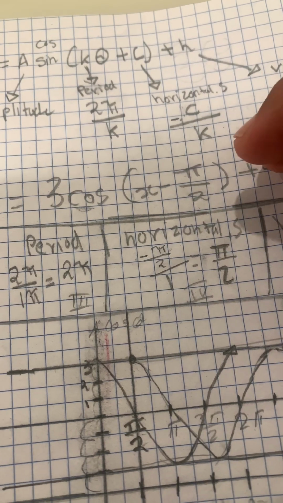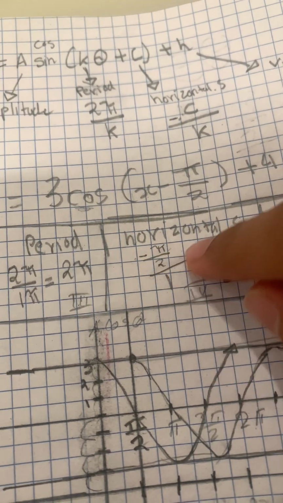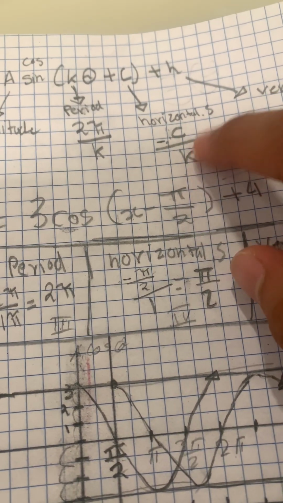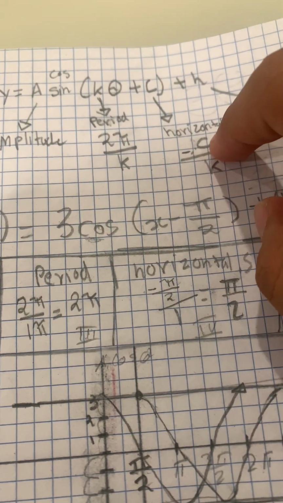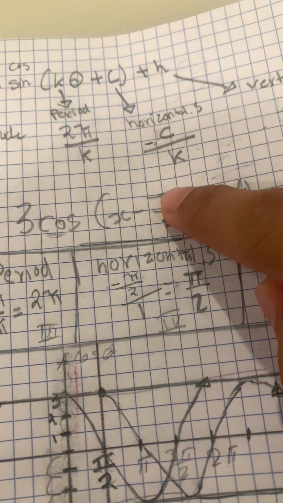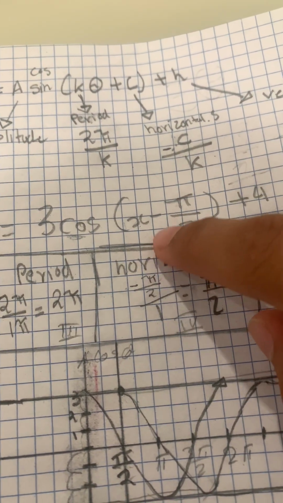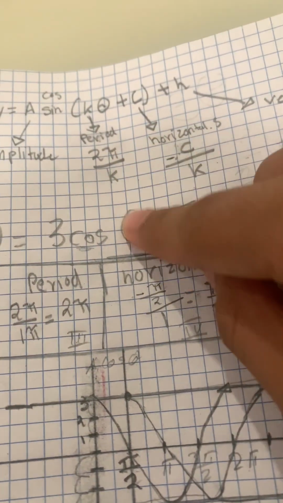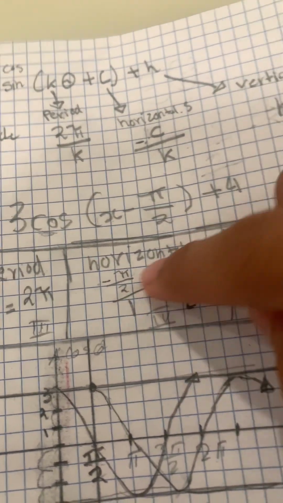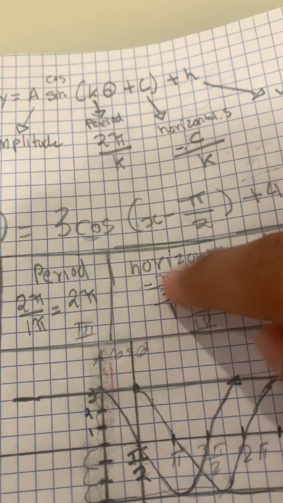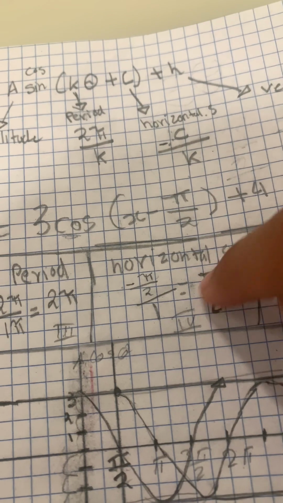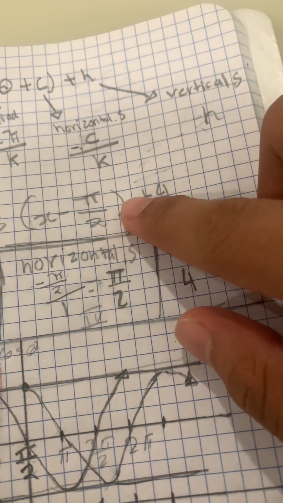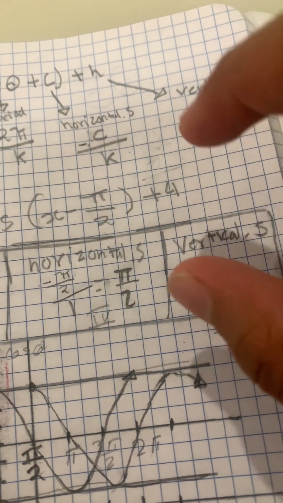So our third step is to find the horizontal shift. To find the horizontal shift, we do negative c divided by k. Our c will be negative pi divided by 2, we put it up there, and our k is the number in front of x, which is basically 1. So when I simplify, I get positive pi over 2. For our vertical shift, we know the number outside of the bracket will be our vertical shift, which is 4.